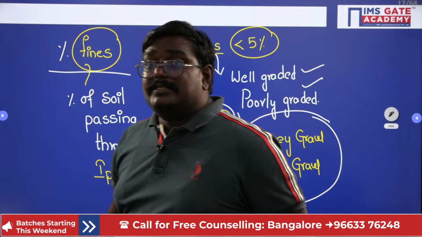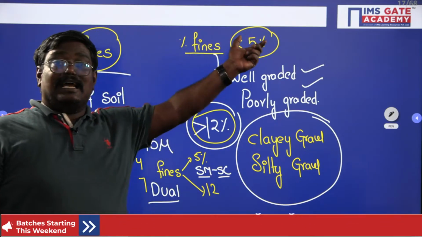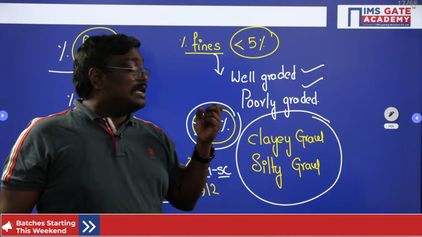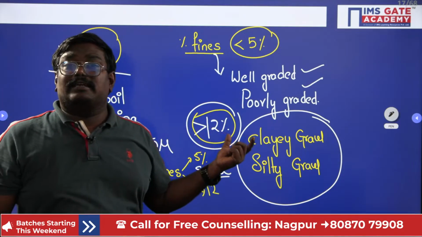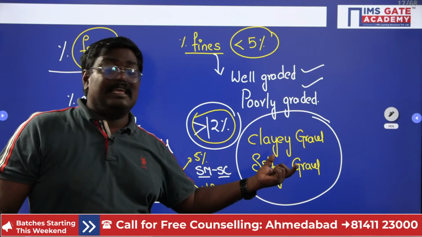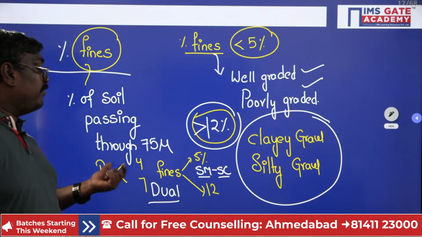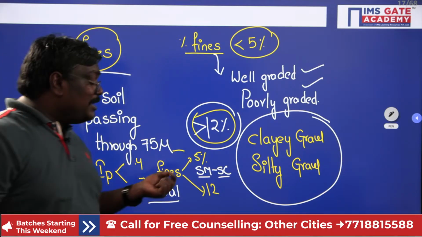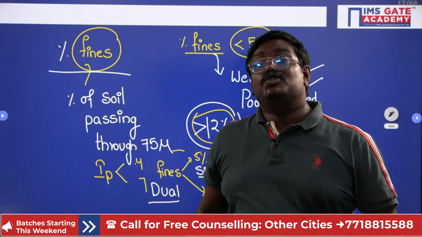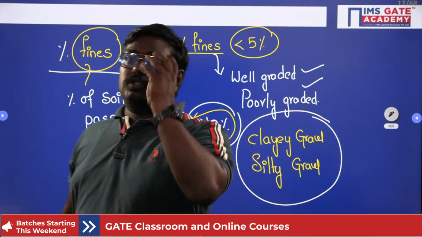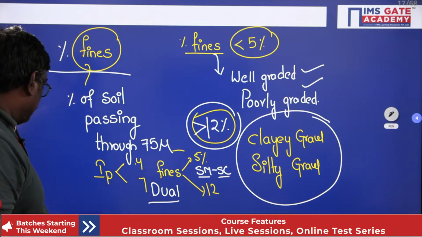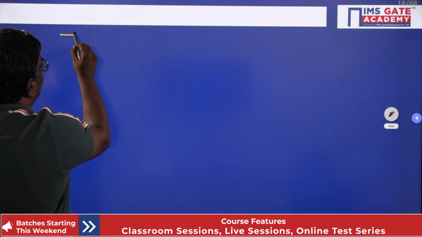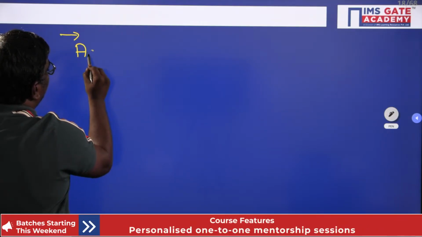So please understand here, when fines are less than 5 percentile, you talk about whether it is well graded or poorly graded. If the fines are more than 12 percentile, you talk about whether it is clayey or silty. When the fines are between 5 to 12, or if IP is 4 to 7, then you talk about the soil as dual nature. Clear?